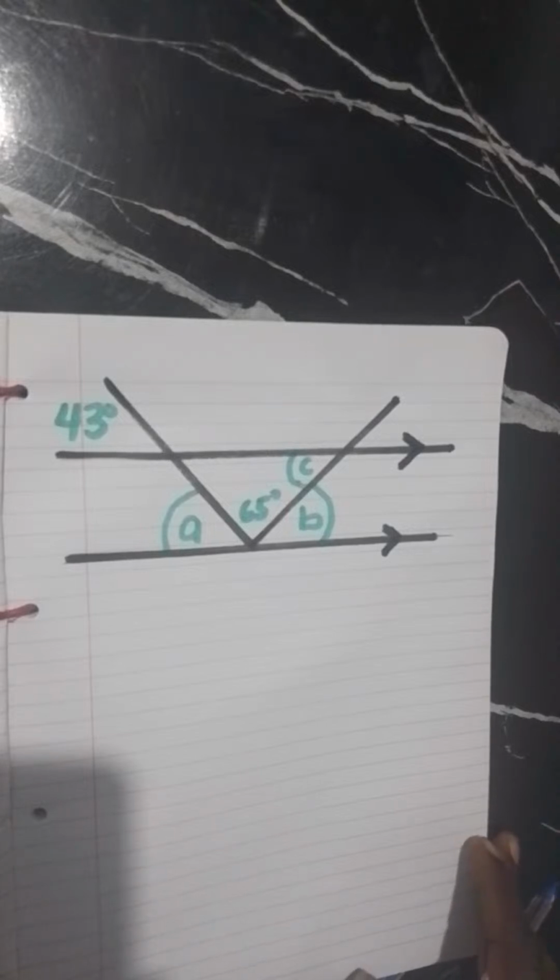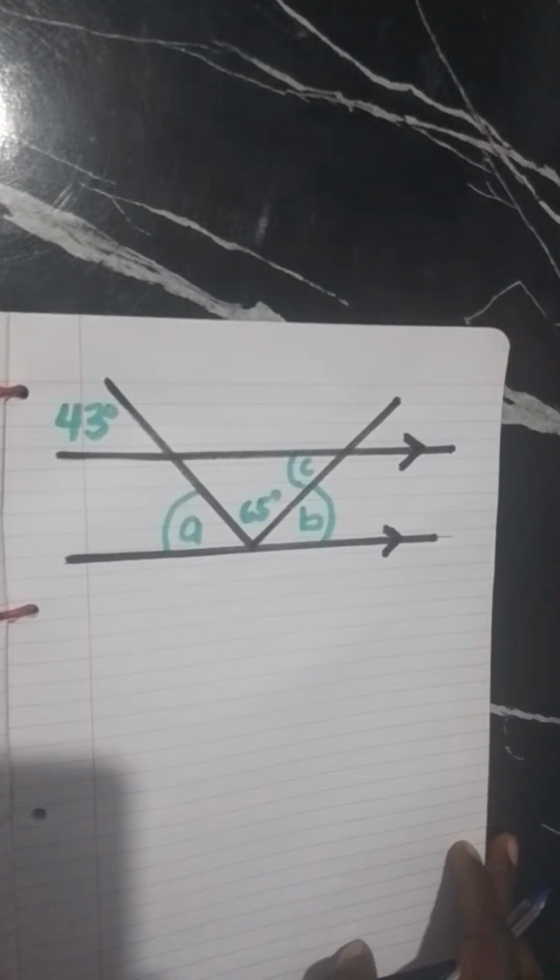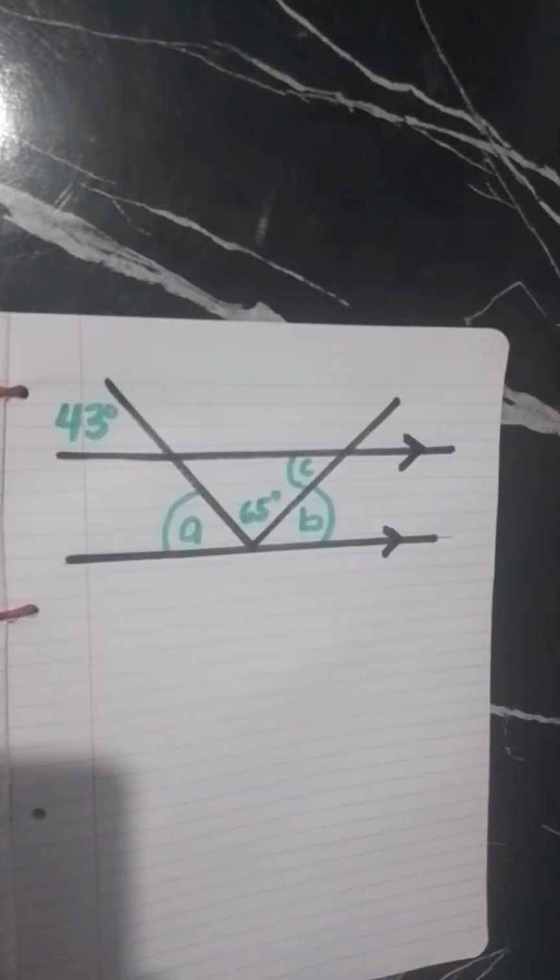Want to solve this geometry angles. So we have the line there that shows parallel lines, and that is parallel lines. So here, what we have to do is to solve for the angles, that is A, B, and C.